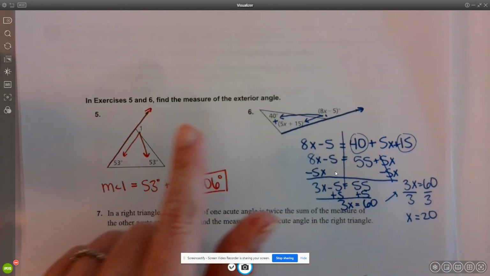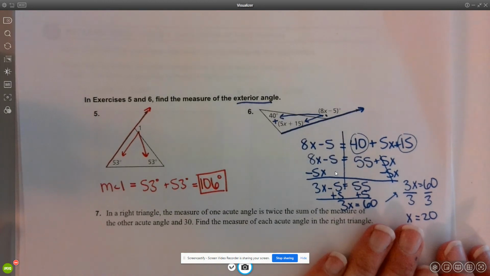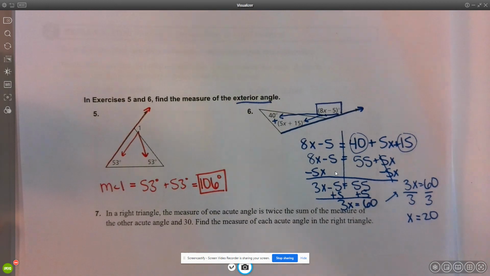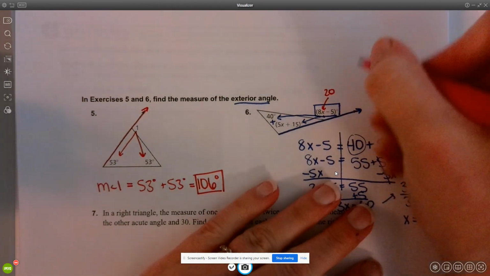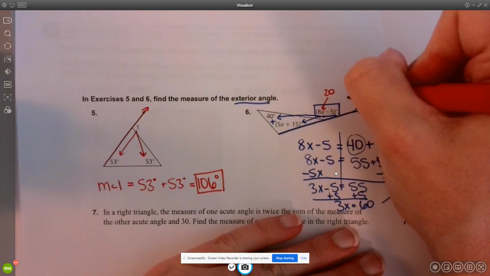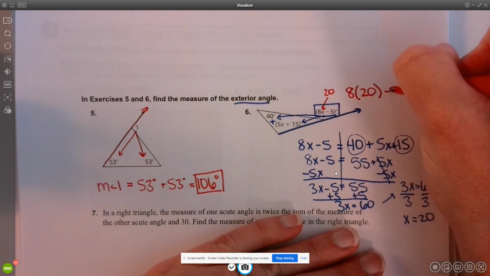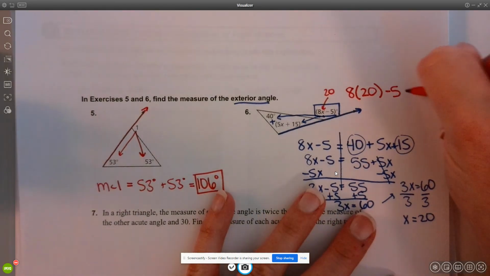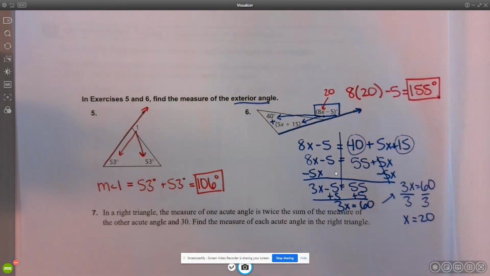Now don't forget, we need to find the measure of the exterior angle. I have just found x right now. I want the measure of this entire angle. So now that I know x is 20, I can substitute 20 in for x. So the measure of this exterior angle is 8 times 20 minus 5, which tells me that the measure of this exterior angle is 155 degrees.